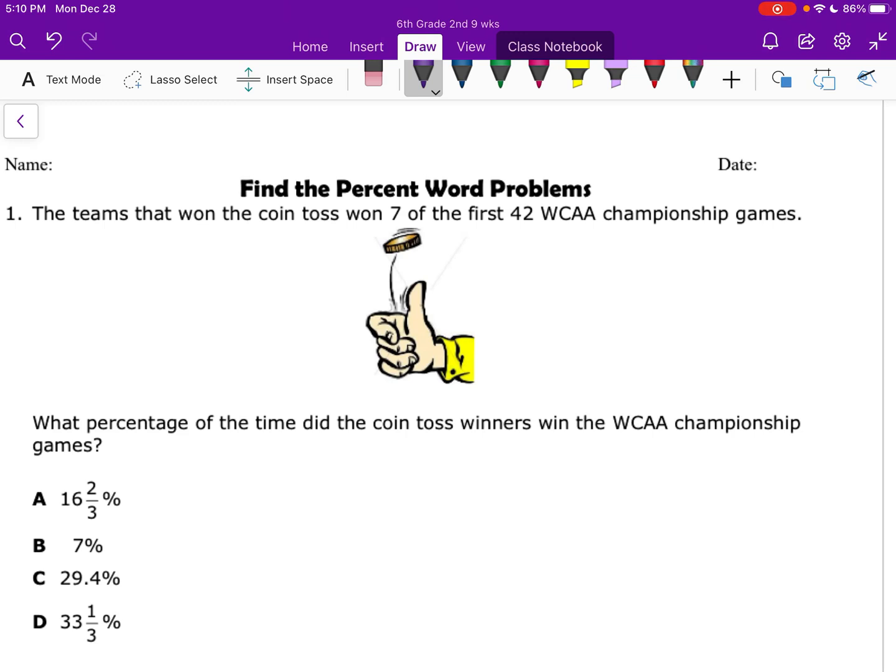Now, we already did a little bit of this at the beginning of the school year, but it's a real important concept, so we're going to do some more practice with it. Okay? All right, so let's just go ahead and look at number 1.